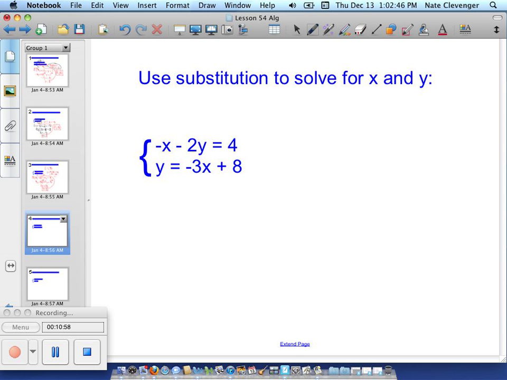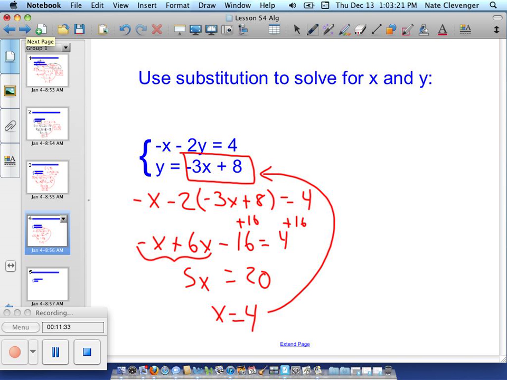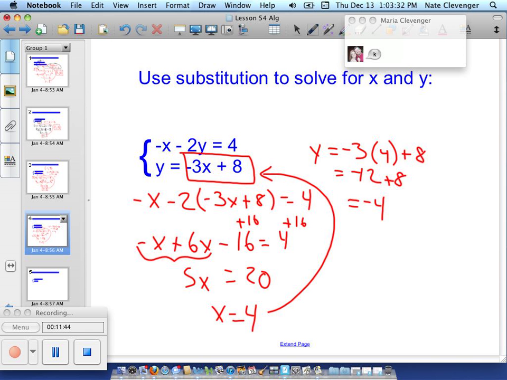Okay, we have y given to us on this problem, negative 3x plus 8. So we have negative x minus 2 times negative 3x plus 8 equals 4. Negative x plus 6x minus 16 equals 4. Combine these two is 5x. Add 16 to both sides is 20. So x equals 4. And then we plug that value into here. Y then is negative 3 times 4 plus 8. Negative 12 plus 8 equals negative 4. So your ordered pair, we put the x first. So it's 4, negative 4.